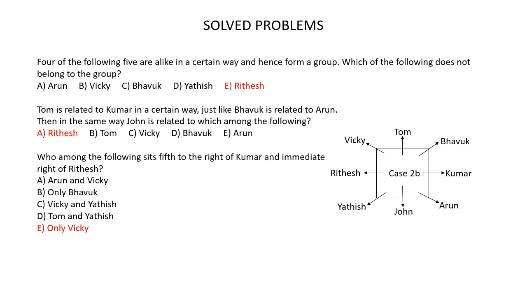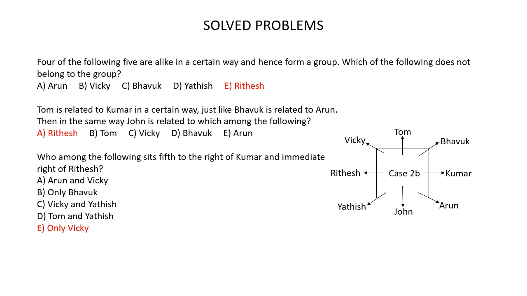Let's answer the given questions based on this final seating arrangement. Four of the following 5 are alike in a certain way and hence form a group. Which of the following does not belong to the group? You are given 5 options here and you have to find out which of these options is the correct one. So you have to find the odd one out here.